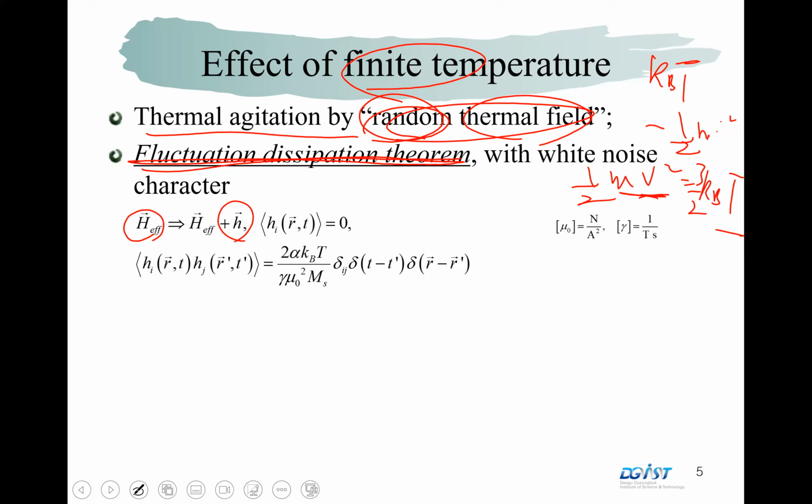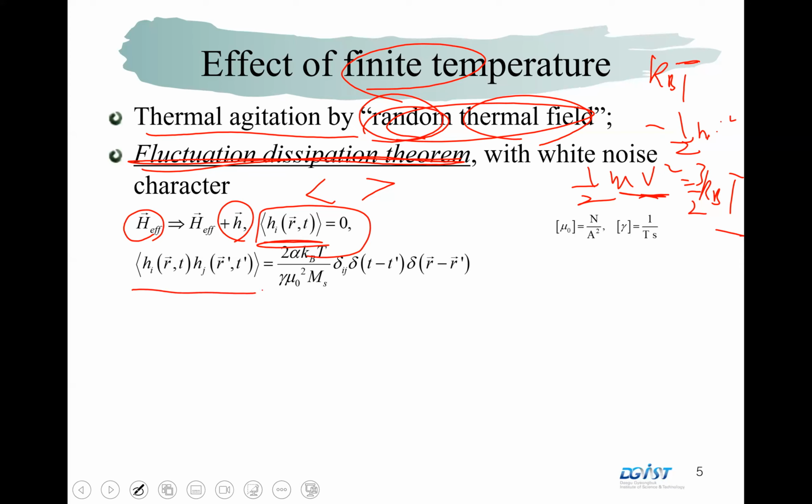The mathematical property of this small field h, the thermal field h, is that the average value over time and space must be zero, because it's random, right? This symbol means the ensemble average. This part is easy to understand. The average is zero. It's very easy to understand.